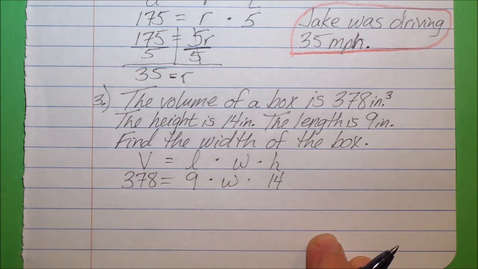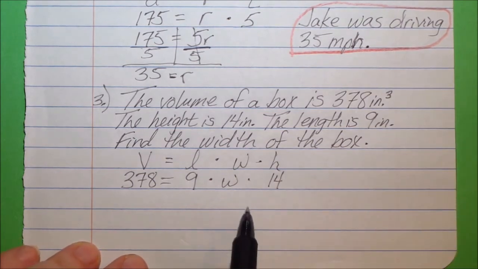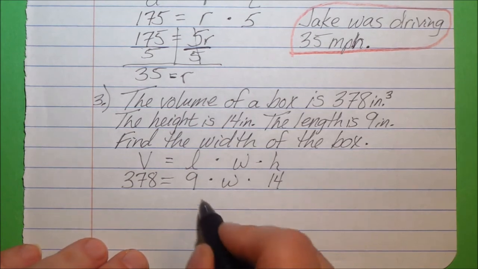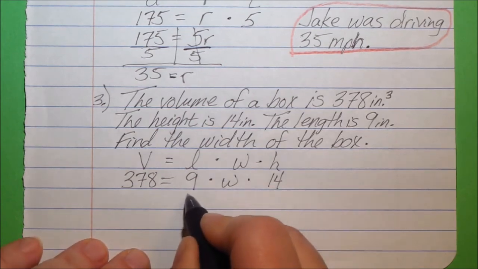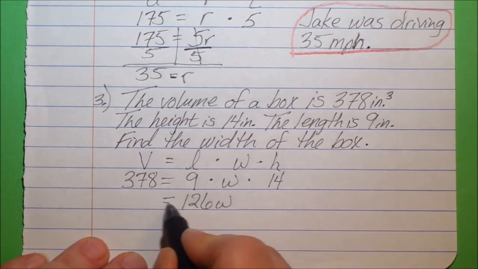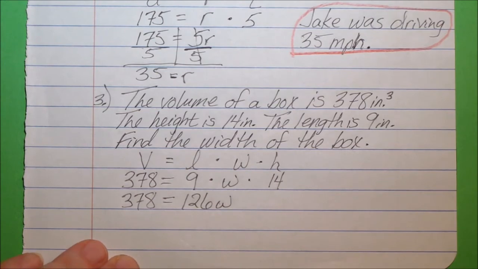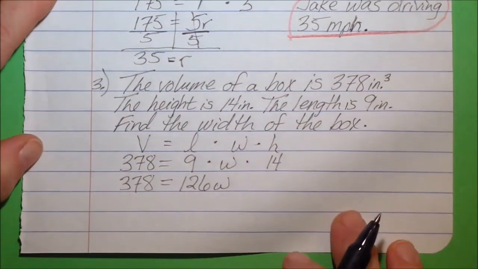All right? So now I need to figure out what's 9 times 14. So you'll probably need to scratch that out on the side. But I know that 9 times 14 is 126. And we keep the variable W with it. Okay? And bring down the rest of the equation. All right? Now I can solve for W.